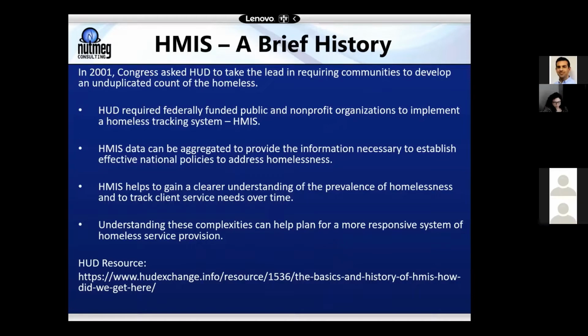So essentially, the purpose here is to say that your data isn't going nowhere. It's used not only at the agency level, but also at the federal level to try to figure out where the best place would be to direct the funds. HMIS helps to gain a clear understanding of the prevalence of homelessness and to track the client service needs over time. And understanding these complexities can help for a more responsive system.